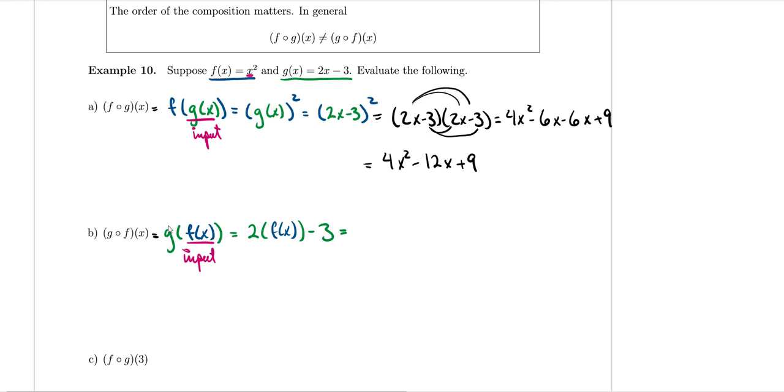So let's see. Then that's going to be 2 times the input, which was the function f, which was x squared. And we took away 3, so the answer is 2x squared minus 3. So as you can see here, it is very different from the composition for f of g of x. But overall though, hopefully it's not too bad. It's just recognizing that the input itself is another function.